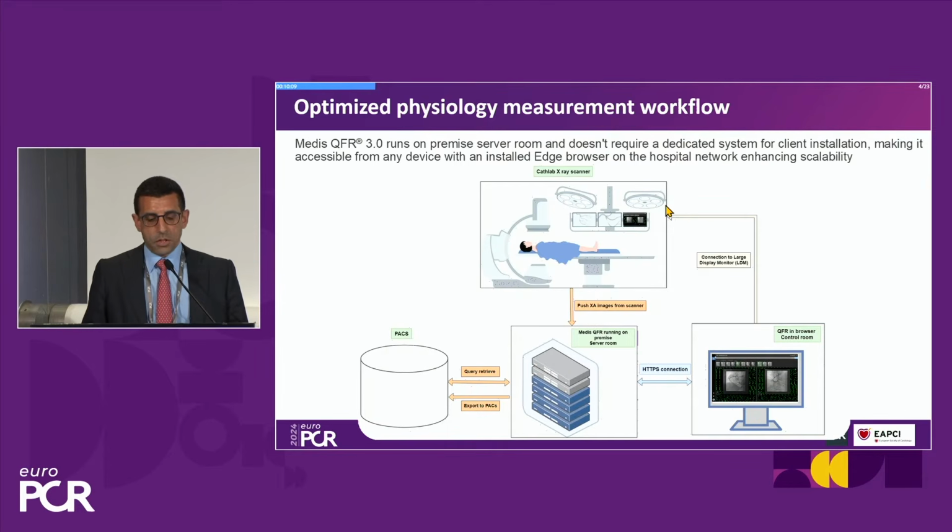So how does it work? As usual, in the cath lab we have our patient over there, and we acquire some angio. And of course, we are interventional cardiologists, so we are not worried about how the angio is going over, but we know that there is a PACS where the images are stored, and then Medis takes this image coming directly from the X-ray machine to the software. So we don't have to worry about copy and paste, etc. Everything is automatically done.